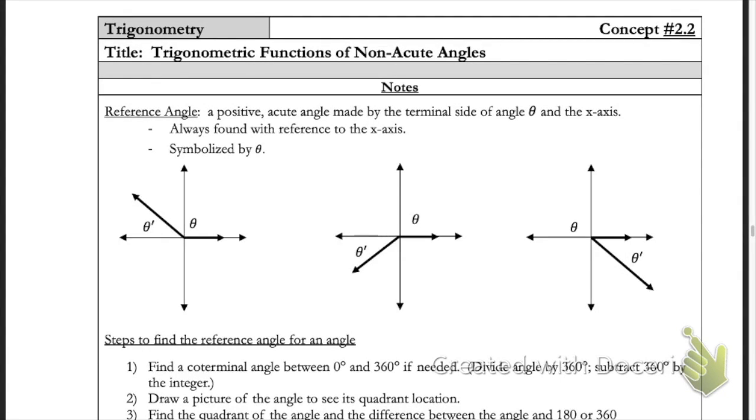Good morning, trigonometry. We're looking at concept 2.2 today in our notes. Title is Trigonometric Functions of Non-Acute Angles. First, we're going to talk about a reference angle.